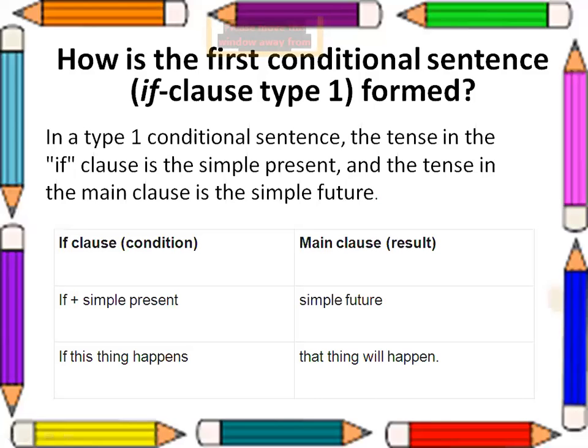Now, how is the first conditional sentence, if clause type 1, formed? In a type 1 conditional sentence, the tense in the if clause is the simple present and the tense in the main clause is future simple. See the example, if clause condition with main clause result. ठीक है. If plus present simple and future simple. If this thing happens, then that will happen. See here, no will, यहाँ will नहीं आएगा. Only you have to use, if के साथ we will always use present simple in type 1 condition, and then the main clause, the result clause will be with will. ठीक है, सिर्फ वो वाला clause will में होगा.